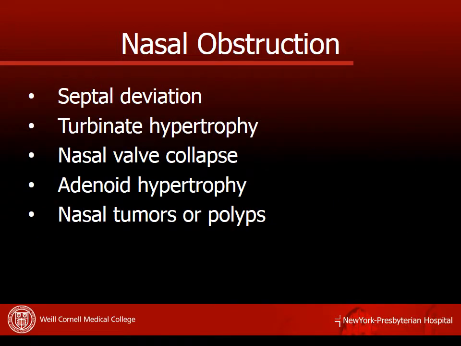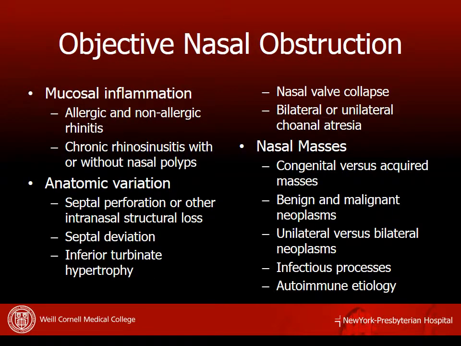So, common causes of nasal obstruction may include septal deviation, turbinate hypertrophy, nasal valve collapse, adenoid hypertrophy, and nasal tumors or polyps. We can classify it in terms of objective and subjective findings.